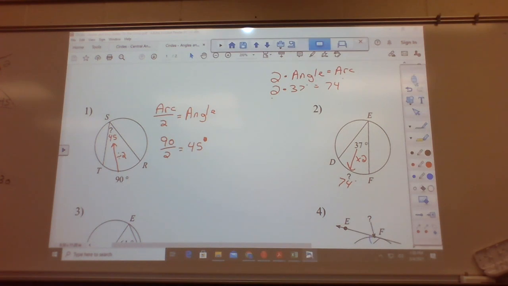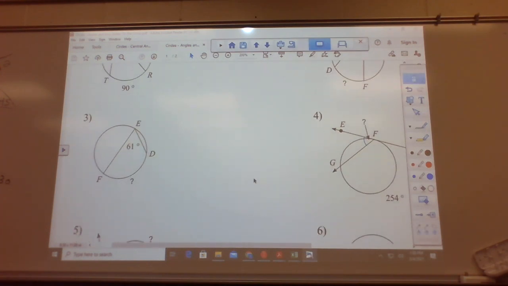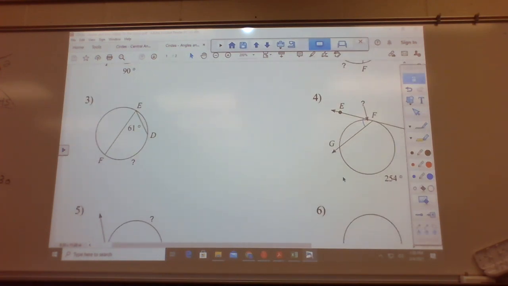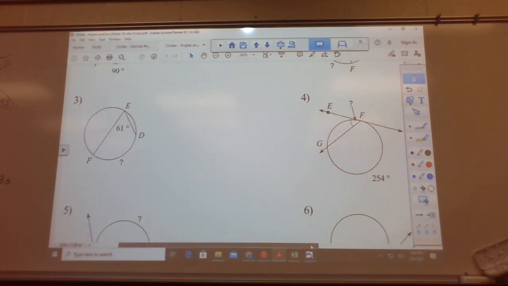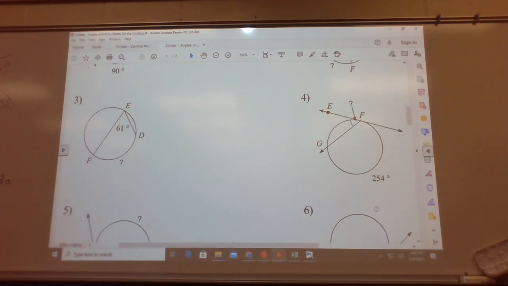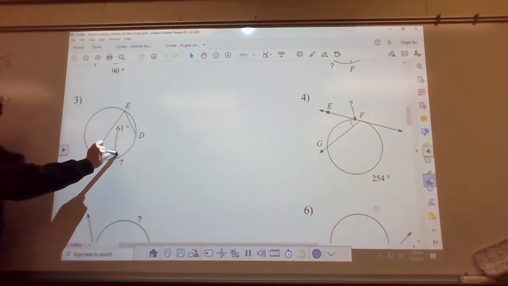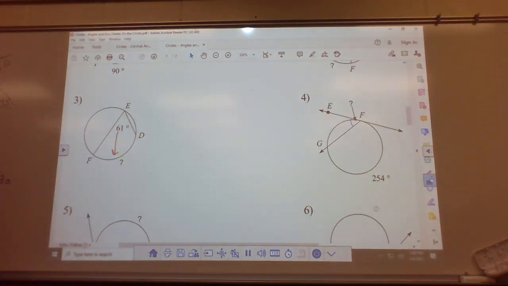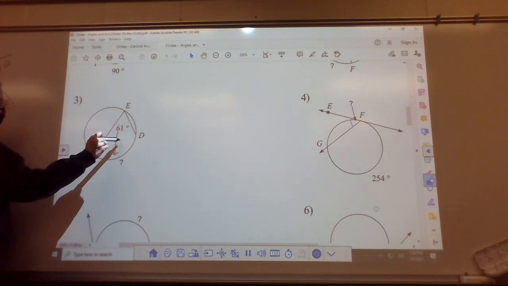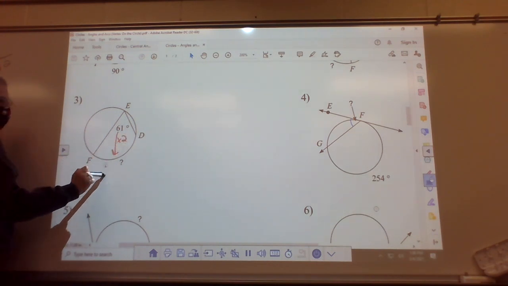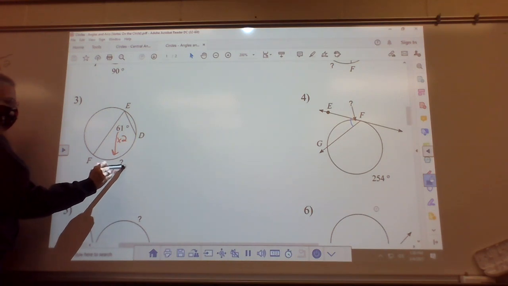3 and 4. 3 is still pretty easy, and then 4 changes. Let me slide over a little bit. So 3, same thing as what we did before. I know an angle, I got to get to an arc. What do I do to go from angle to arc? Say it again. Multiply by 2. I get 122. That's it on that one.